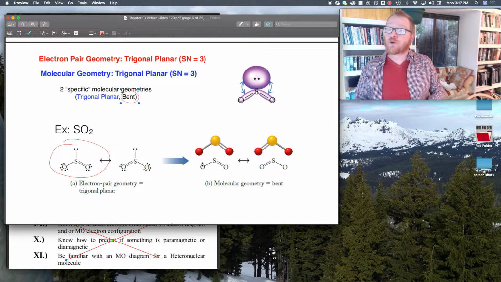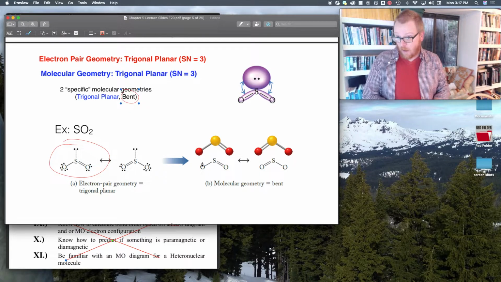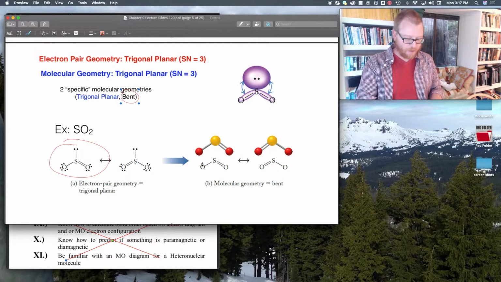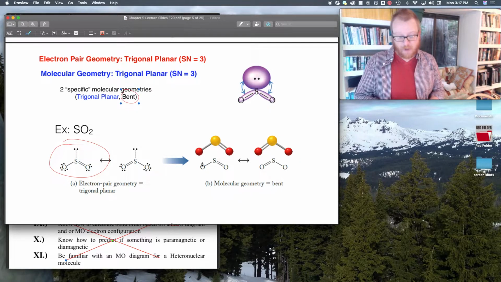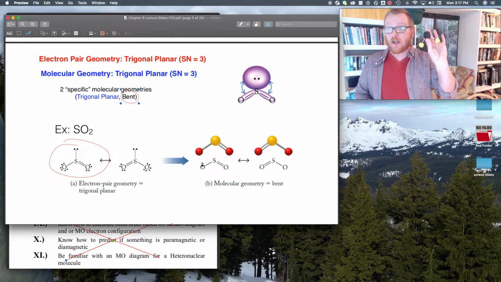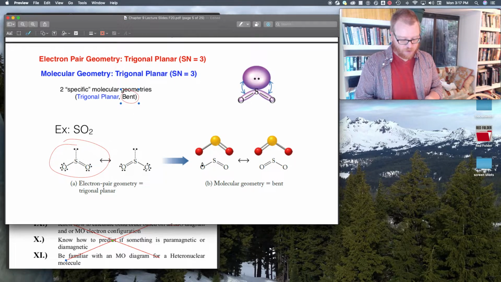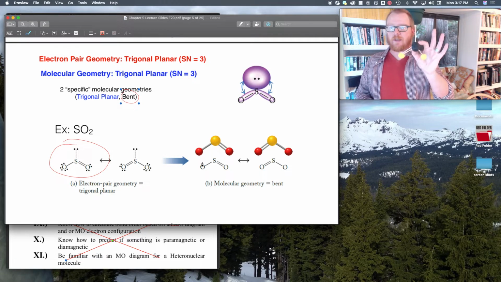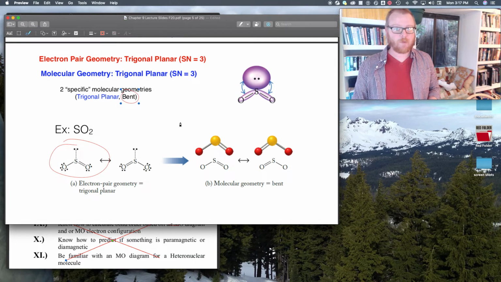So for trigonal planar, 2 types of molecular geometries exist. I want you to know the names of both. There's the trigonal planar, which is given like so. And then there's bent, and bent again is when we still have a lone pair right there, okay? And now actually I need to make a note, for the SO2, technically one of those is a double bond, but it still has that bent trigonal planar shape. Okay, moving on.